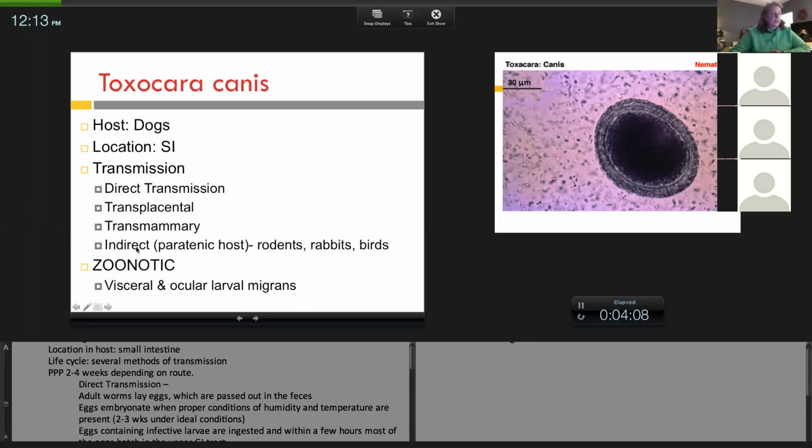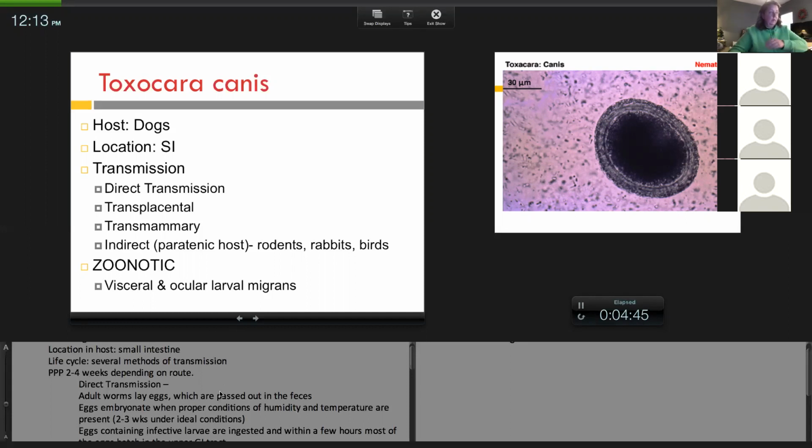It can also be indirect. Now, paratenic is kind of like that intermediate host. So if they eat an infected rodent, a rabbit, or a bird that was carrying it, then they can also infect themselves that way. So you want to be familiar with routes of transmission for the test as well. And this is zoonotic. Now you can get visceral, which would be under the skin, or what we worry about is ocular. So it can migrate to the eye.